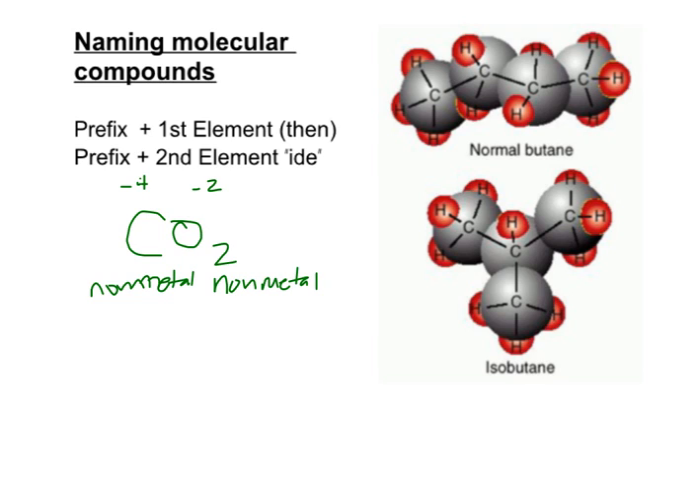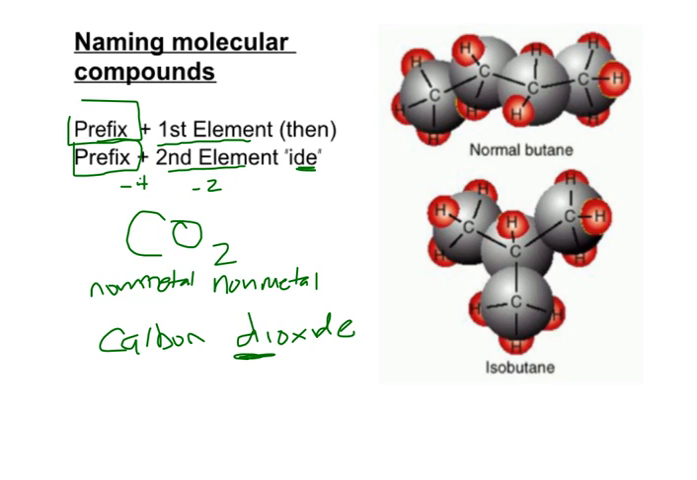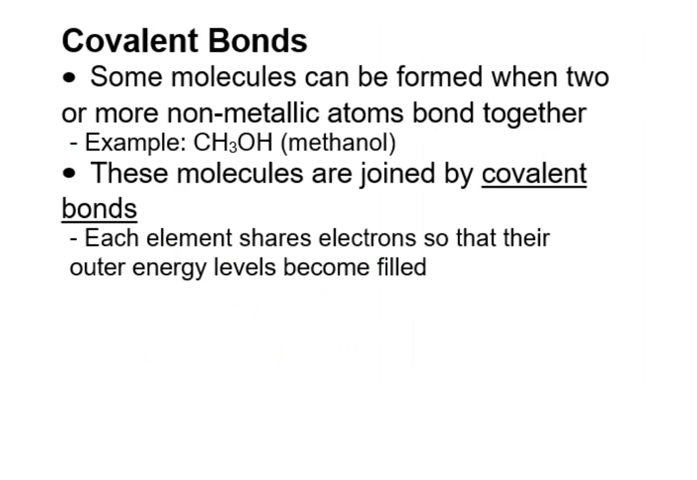Okay? Now, the way you name them is very similar. You use the first element and the second element with the word "ide," but you have these weird prefixes in front. Remember how we called this carbon dioxide? Di is because there are two of them. You're already ahead of me here. Yeah. Okay. So that's what I've talked about on this slide. The key thing I need you guys to know is that they share their electrons. They collectively pool them to bond.